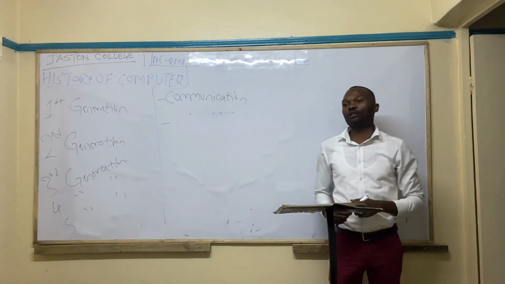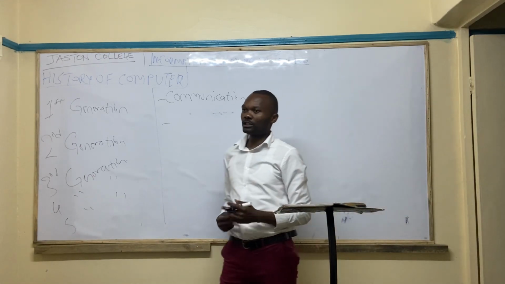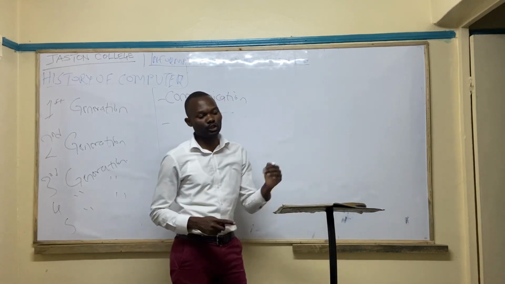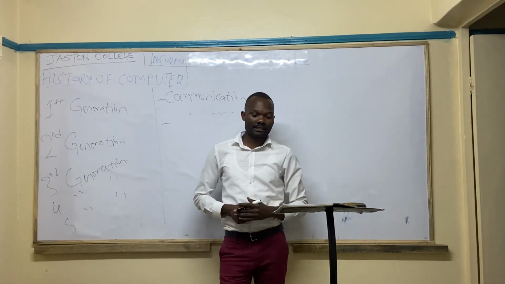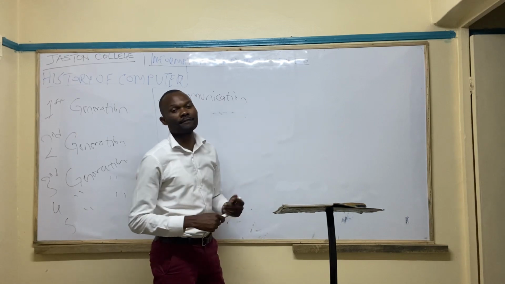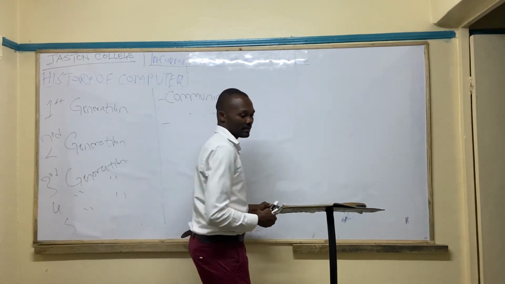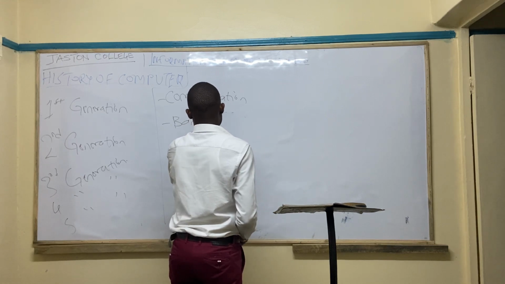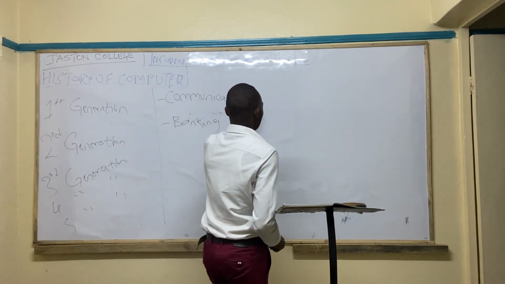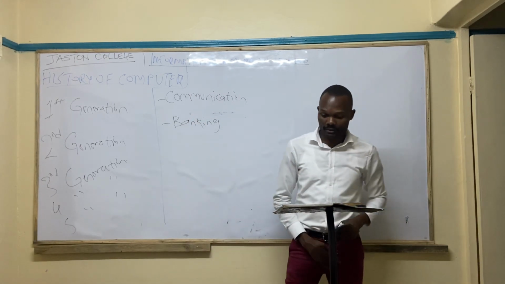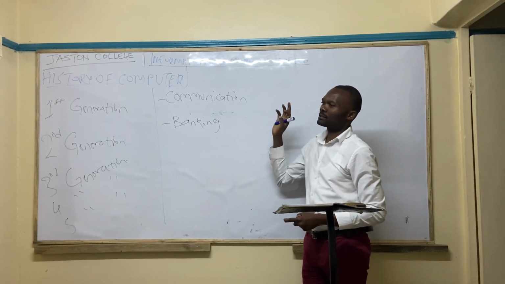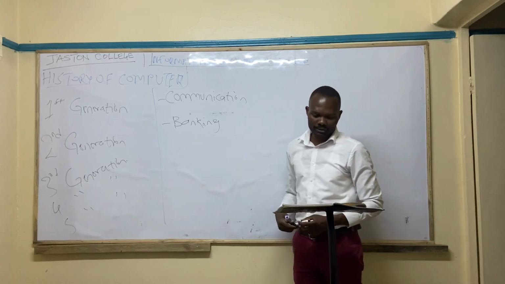How do we apply it to communication? Number one, there's email, communicating from one person to the other. Email is transfer of electronic data. Number two, we also have electronic funds transfer. We can send money. Number three, we have banking. Banking is sending money. We can transfer funds. That is in banking. You can check your statement.